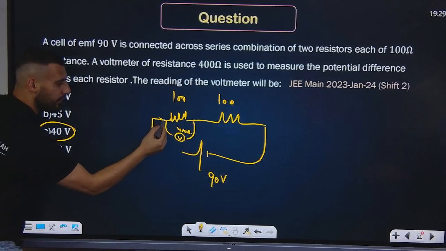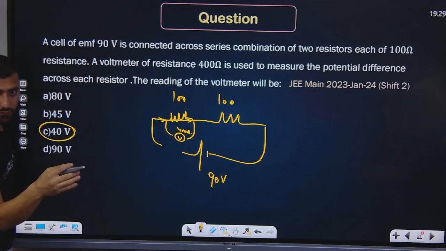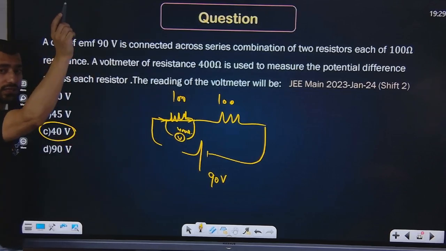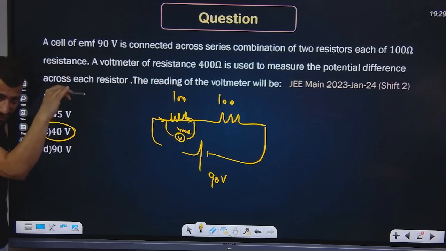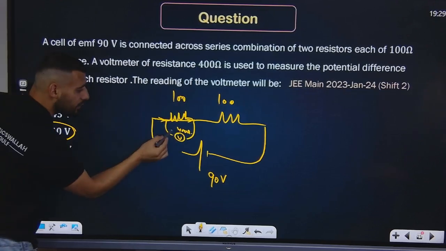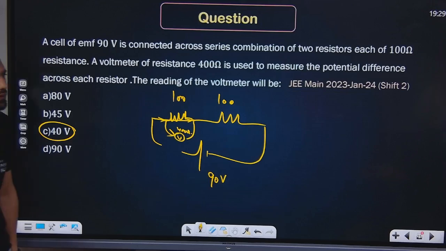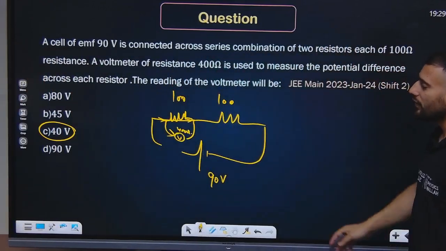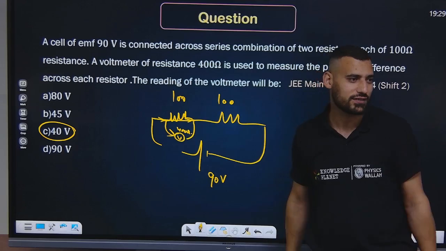But if it was 45, that means all the current is flowing through this resistor. Voltmeter cannot do that. It needs some current. For that, more resistance. So net resistance of 100 and 400 is lesser than 100, and it will draw some current for itself. That current times 400 will give me 40. Is that fine? Is it clear? So the answer is 40. It's not 45. And other choices, if someone is coming with those, I'm sorry, I don't know that physics.